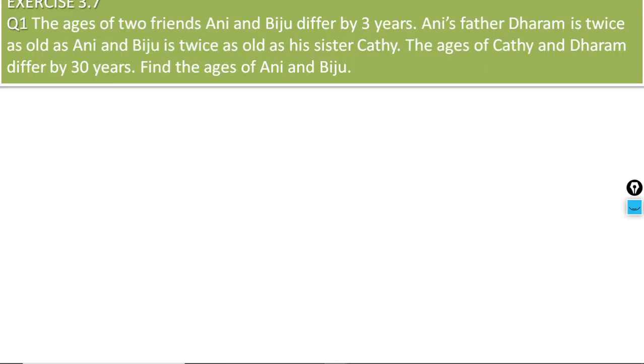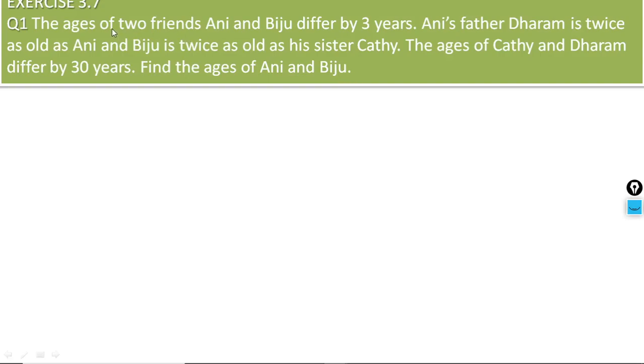Let us try another problem. In this case, the ages of our two friends Ani and Biju differ by 3 years. Ani's father Dharam is twice as old as Ani, and Biju is twice as old as his sister Kathy. The ages of Kathy and Dharam differ by 30 years. Find the ages of Ani and Biju.